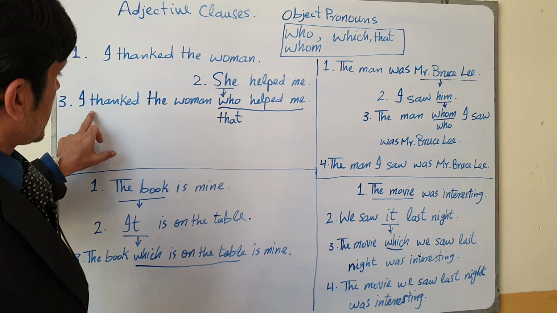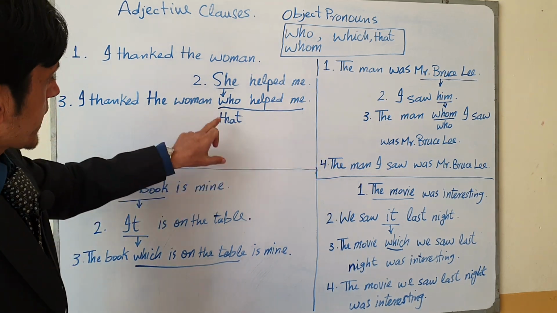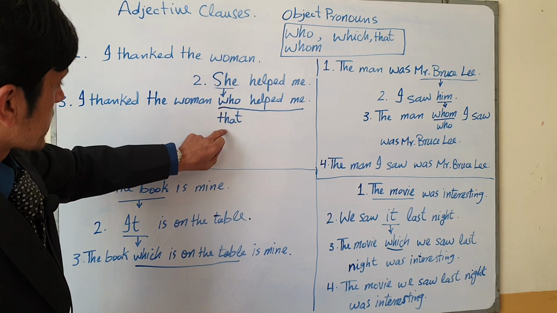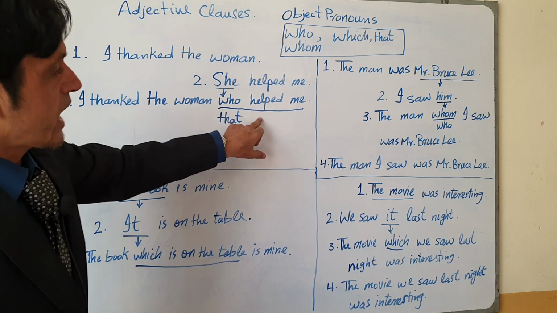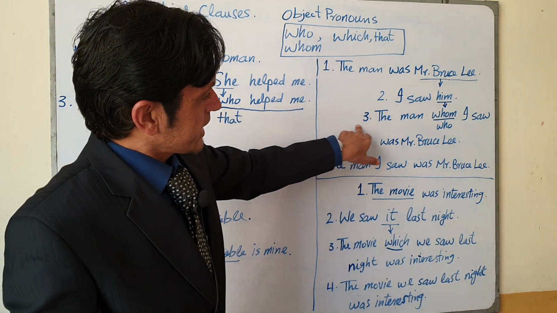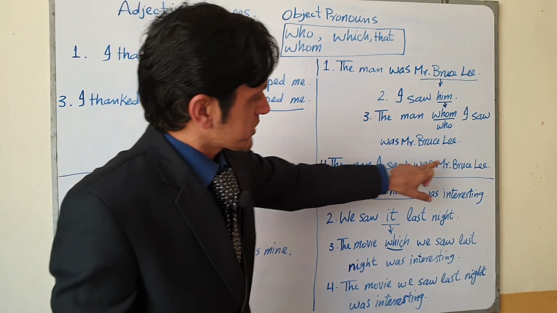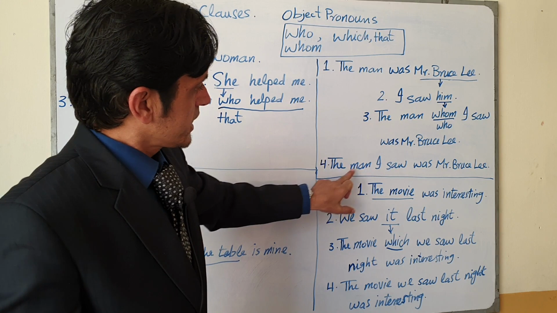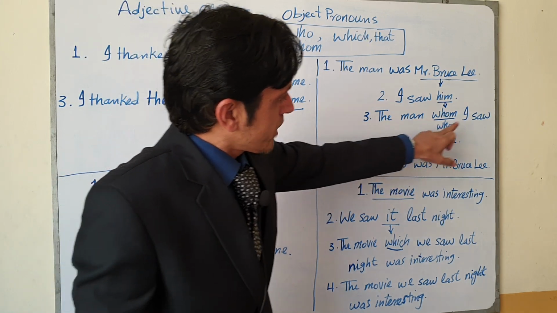For example, I say, I thank the woman who helped me. I cannot omit this who or that. For example, I cannot say, I thanked the woman helped me, so it will become meaningless. But here we can omit this whom, and we can say, the man I saw was Mr. Bruce Lee.